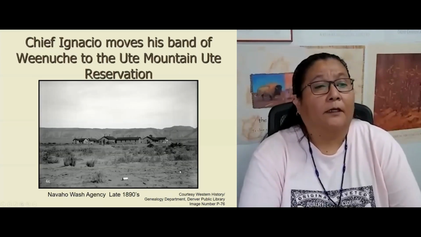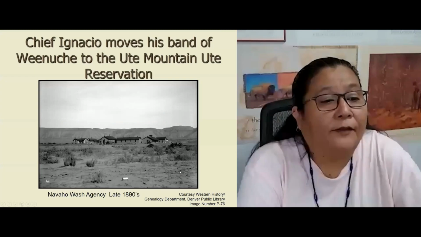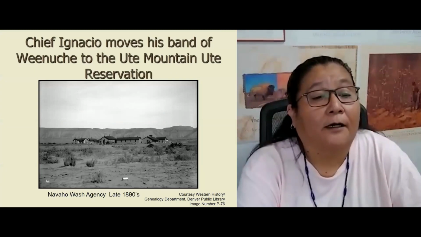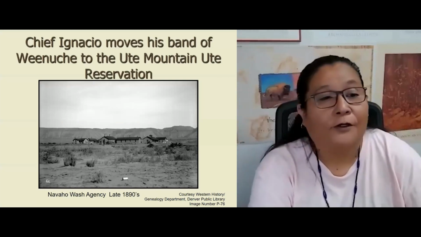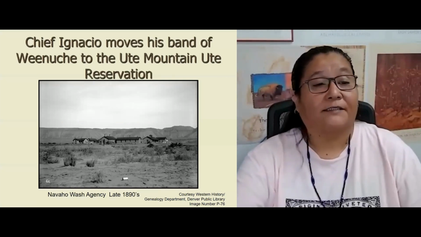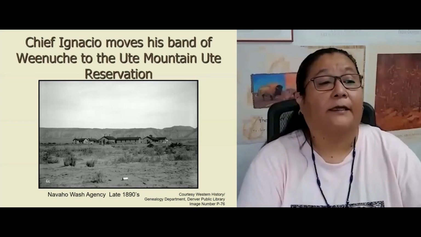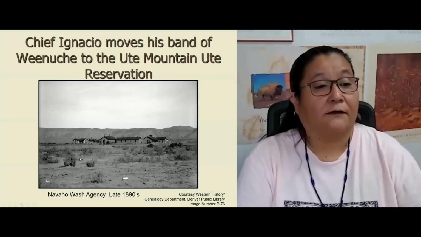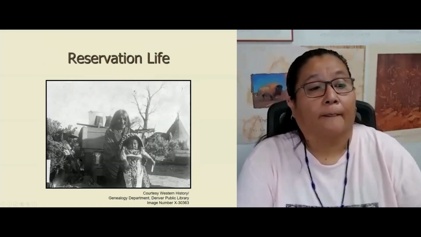And here's a picture of the agency, which they call Navajo Wash Agency, that was created. So you had the people living in Mancos Canyon, which is still a ways away, but they created that agency for the Ute Mountain Ute Tribe.